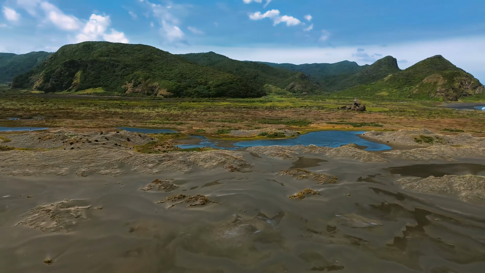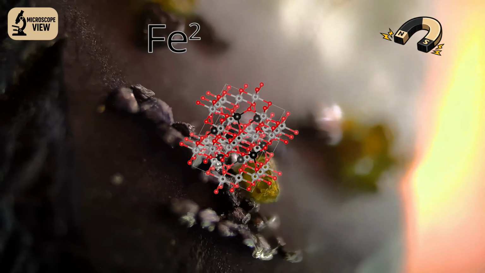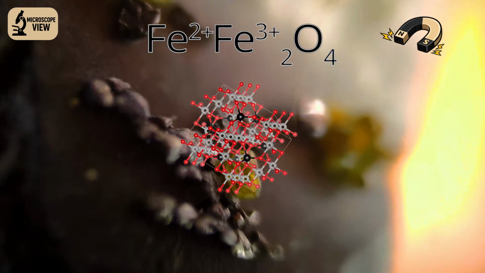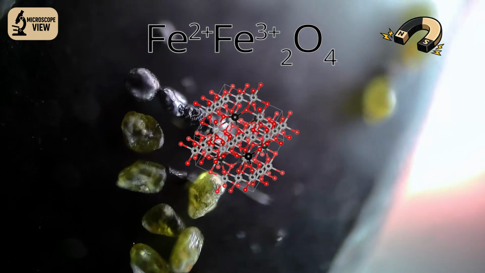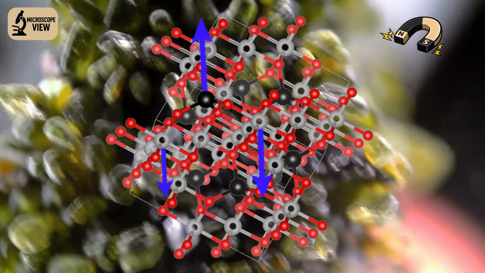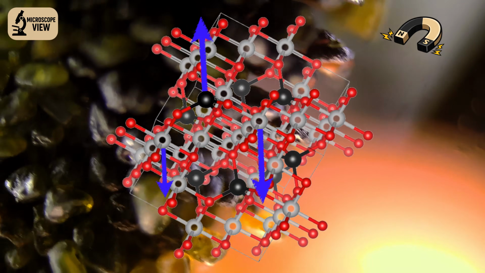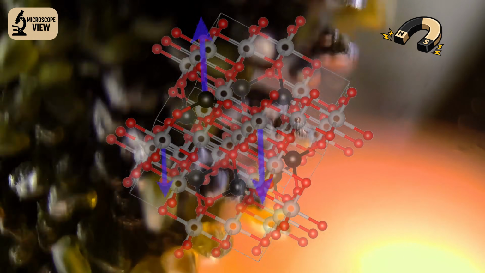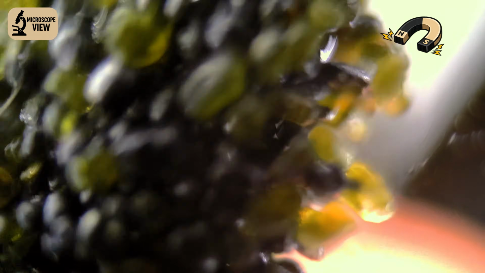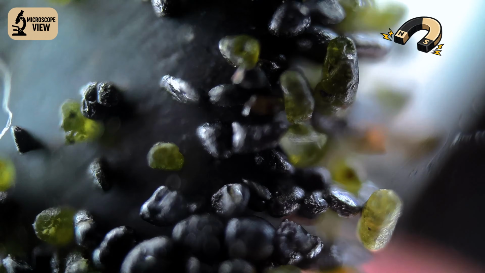Perhaps the most important property of magnetite is its ferromagnetic behavior. Because magnetite contains both iron 2+ and iron 3+ ions occupying different positions within its crystal structure, their magnetic moments, or the strength and direction of each ion's magnetic field, are unequal and only partially cancel each other out. This imbalance produces a net permanent magnetic field, making magnetite a natural magnet capable of attracting iron without any external magnetic source, the property that gave all magnets their name.